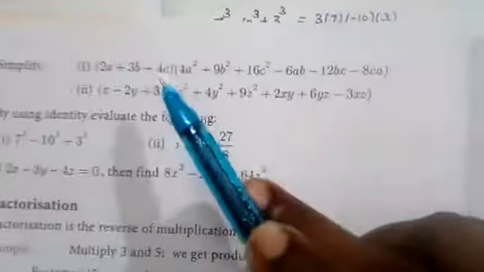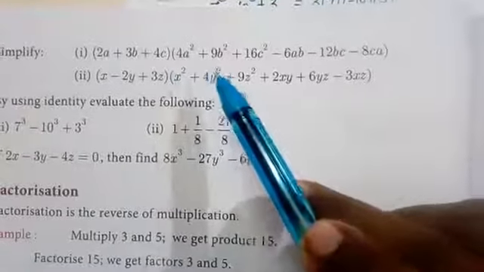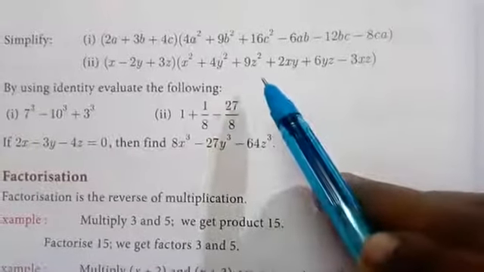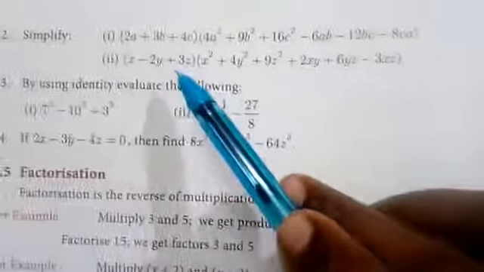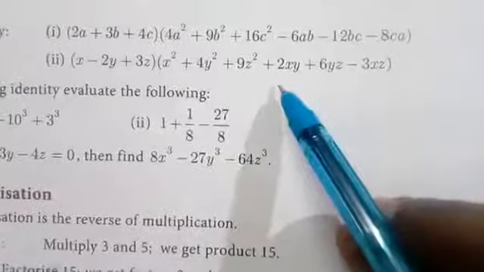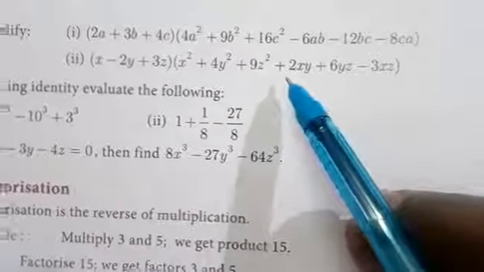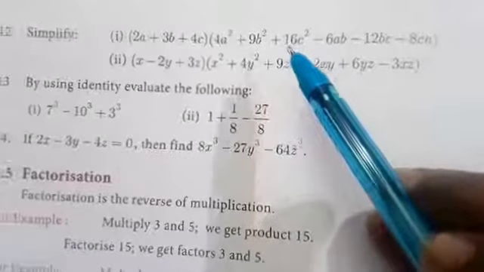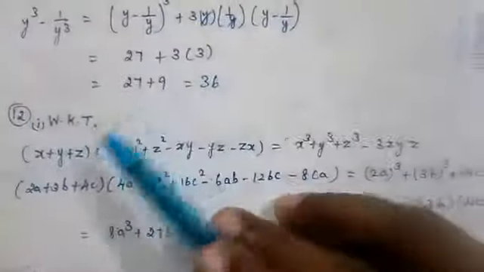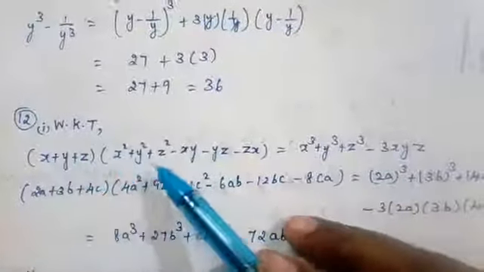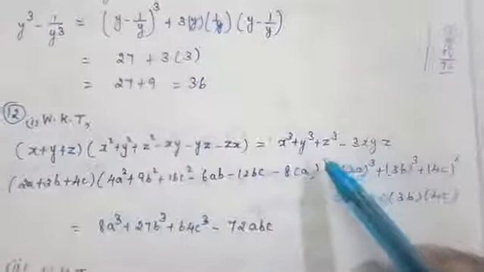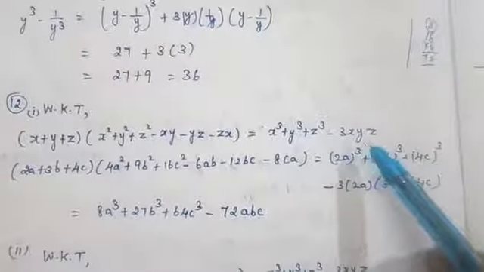12th question, simplify (2a plus 3b plus 4c) into (4a square plus 9b square plus 16c square minus 6ab minus 12bc minus 8ca). The second question, (x minus 2y plus 3z) into (x square plus 4y square plus 9z square plus 2xy plus 6yz minus 3xz). We want to simplify this. We have the formula, the related formula we have to select, then we have to simplify. First you write the formula: (x plus y plus z) into (x square plus y square plus z square minus xy minus yz minus zx) is equal to x cube plus y cube plus z cube minus 3xyz.